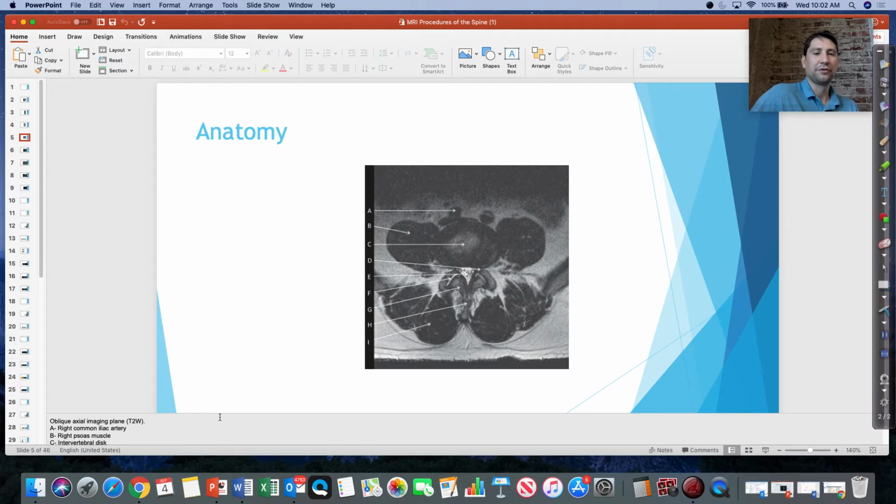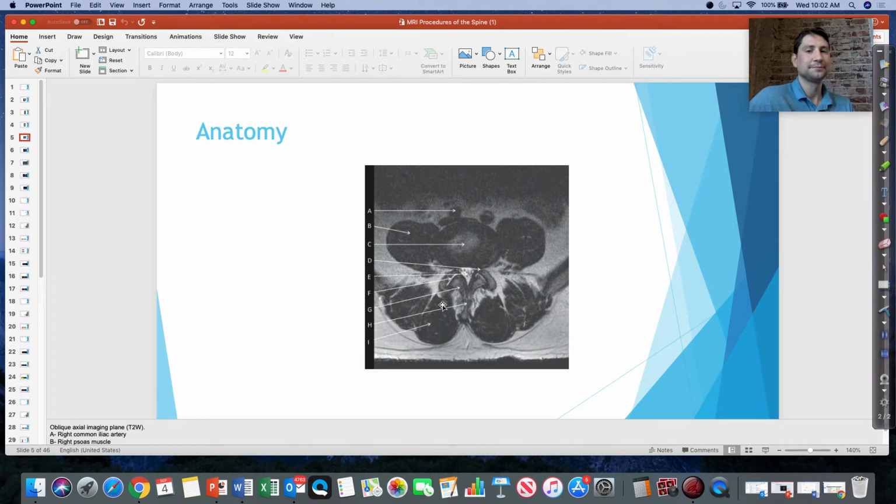I'm not going to go over all this anatomy. You guys can review these on the slides. But what type of weighting do we have here? T2, not fat-satted. We got the spinal canal, bright fluid. We have the psoas muscles here and the erector spinae muscles posterior. Remember, on a T2 weighted image, our muscles are going to be very dark.